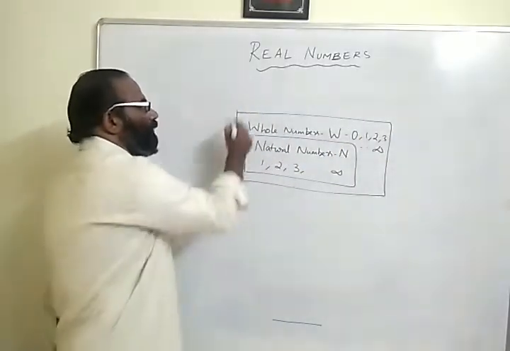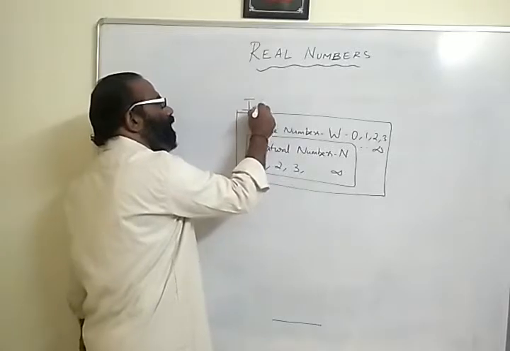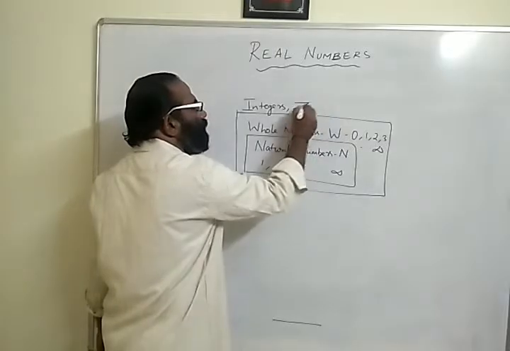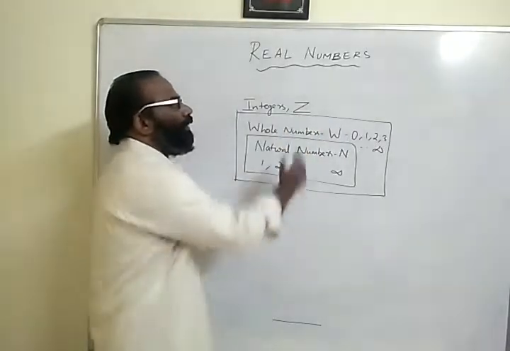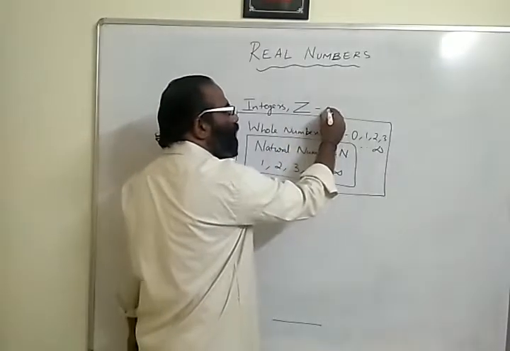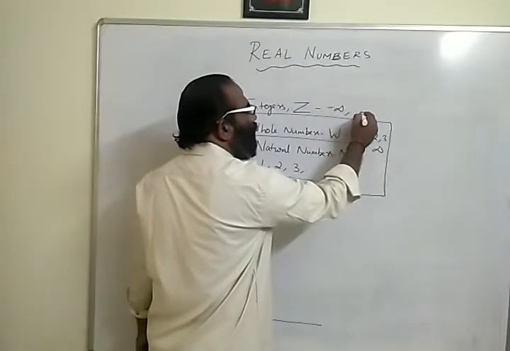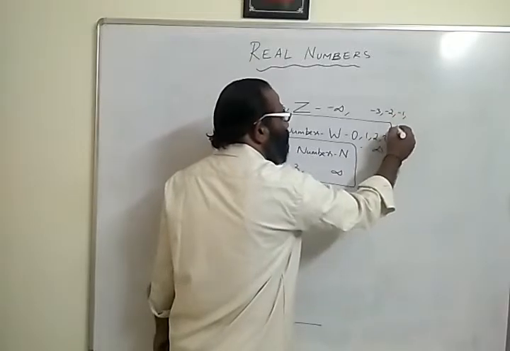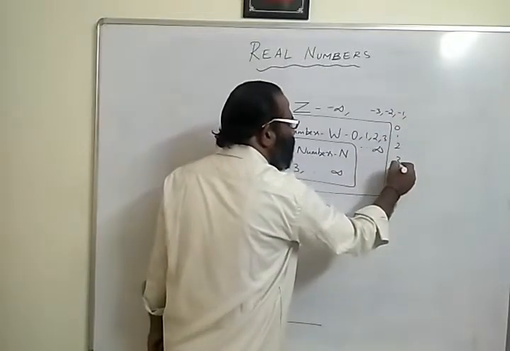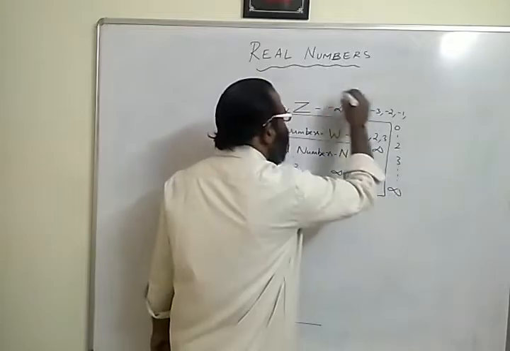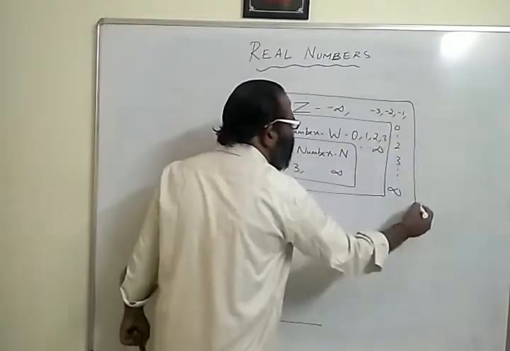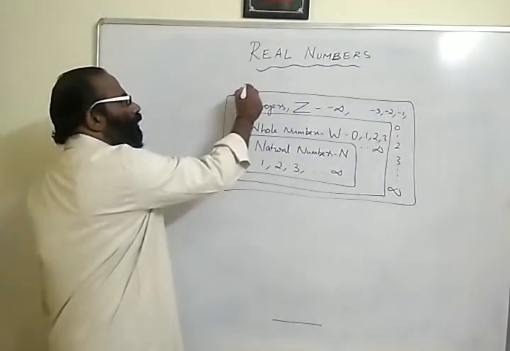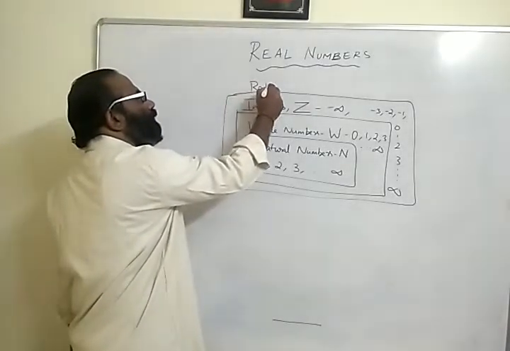Now, next, integers. Integers are represented by Z, and here what do we have? We have minus infinity, minus 3, minus 2, minus 1, 0, 1, 2, 3 on till infinity. So all of these come under integers. Now comes rational numbers.